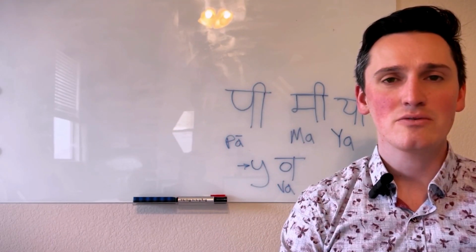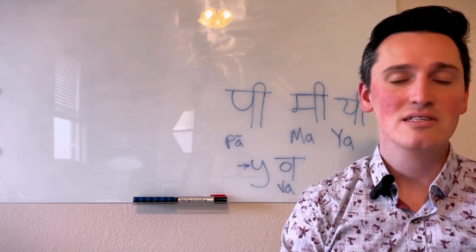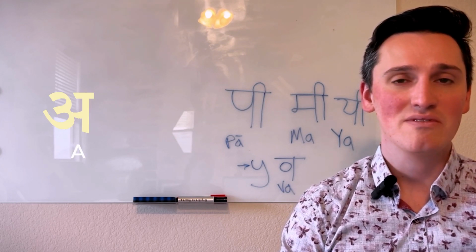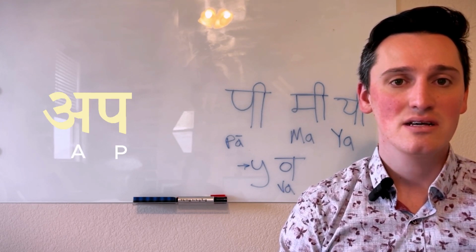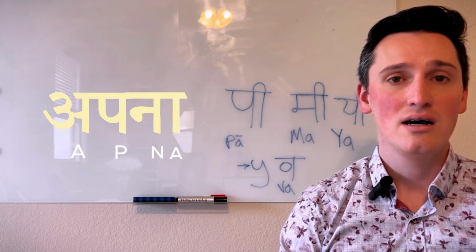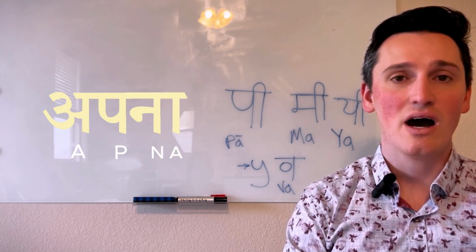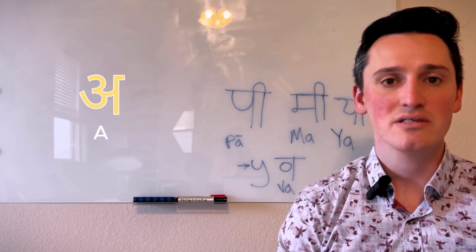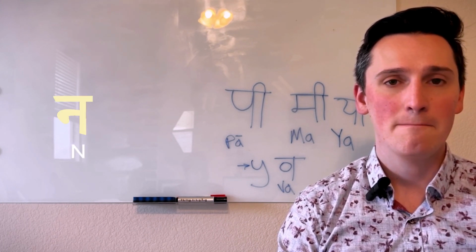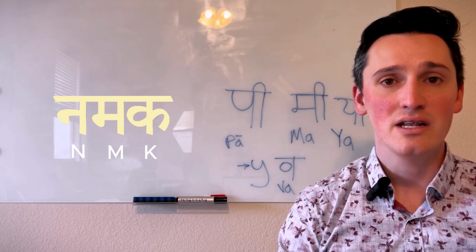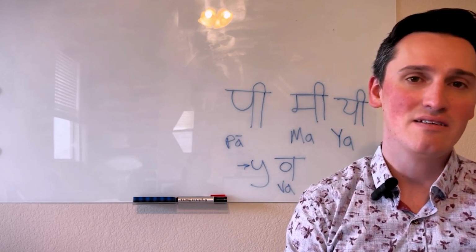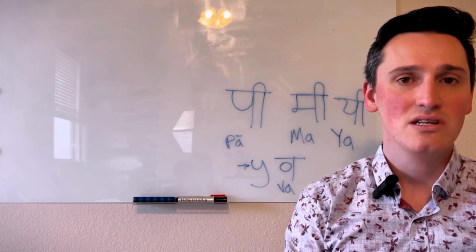Let's look at an example that uses the independent. This one, you notice it starts with the independent a. We've got the pa sound, na, a. So, upna means ours. Now let's look at a couple examples of implicit a sound. This word, we have na, ma, and ka for namak, which means salt. Again, you'll notice that you don't see any vowels in this word, so it's just namak.